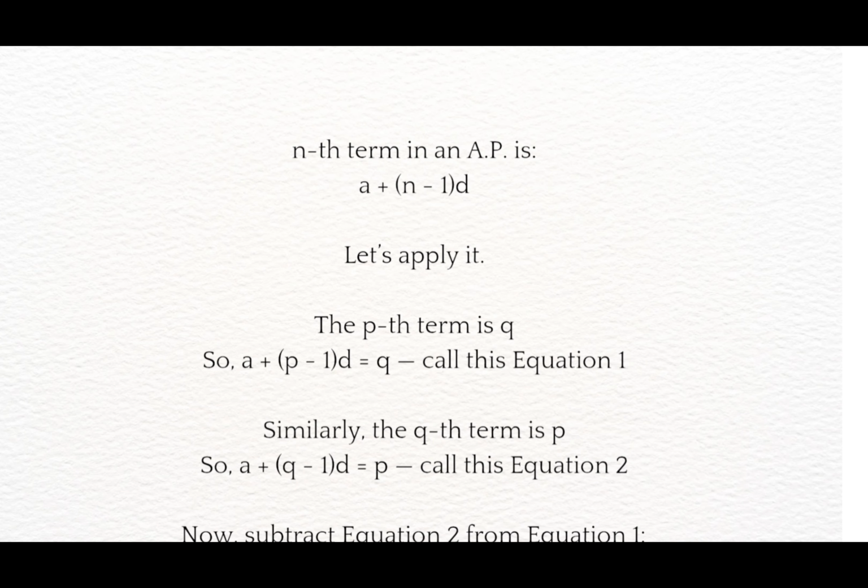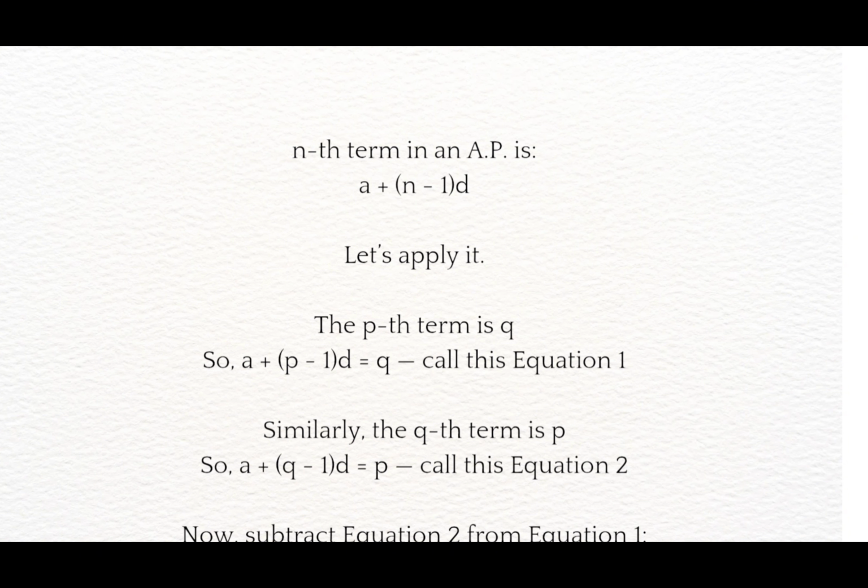Let's untangle it. We know the general formula of the nth term in an arithmetic progression is a + (n-1)d. This is like our map, our guide through the problem. Remember, a is our starting point, the first term, and d is the common difference, the steps we take on our arithmetic journey. Let's apply this formula.